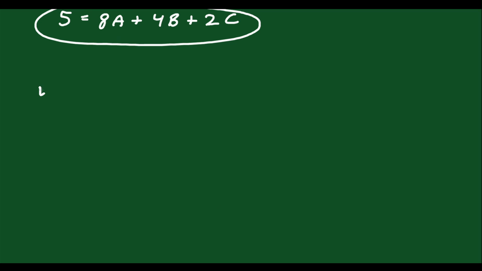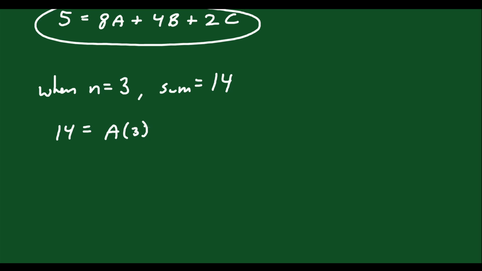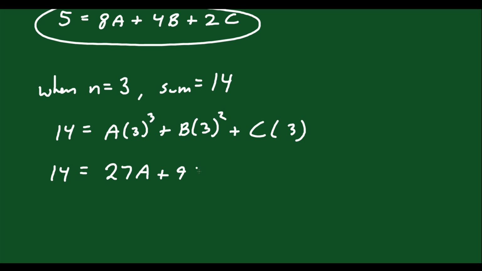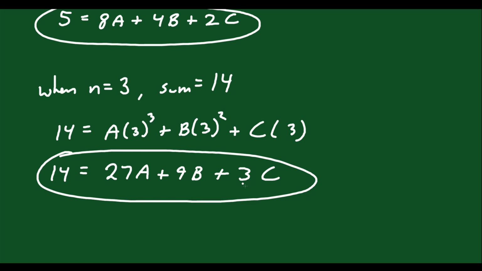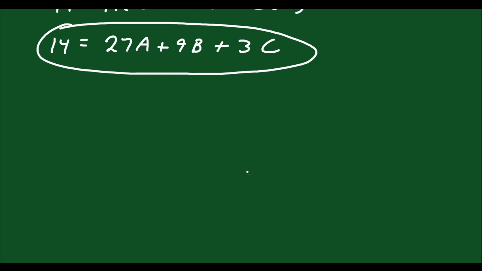Let's look at the next sum. We know that when n is equal to 3, the sum we said was equal to 14, right? And so we can say 14 is equal to a times 3 cubed plus b 3 squared plus c times 3. Simplify that, you get 14 equals 27a plus 9b plus 3c. This is your third equation.